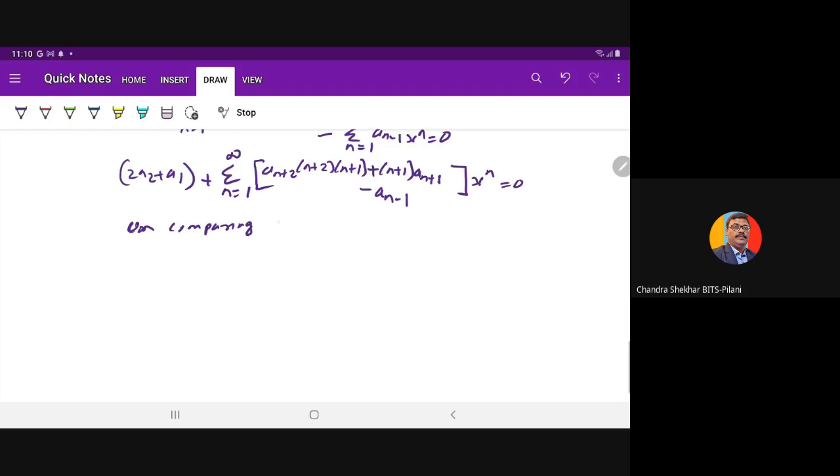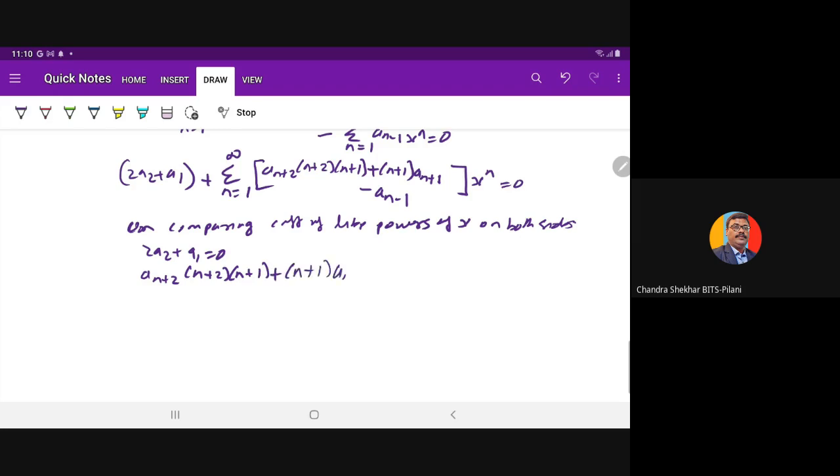So on comparing the coefficient of like powers of x on both sides, what you will get is 2a2 plus a1 is equal to 0, right, and here we have a_{n plus 2} into (n plus 2)(n plus 1) plus (n plus 1) a_{n plus 1} minus a_{n minus 1} is equal to 0.